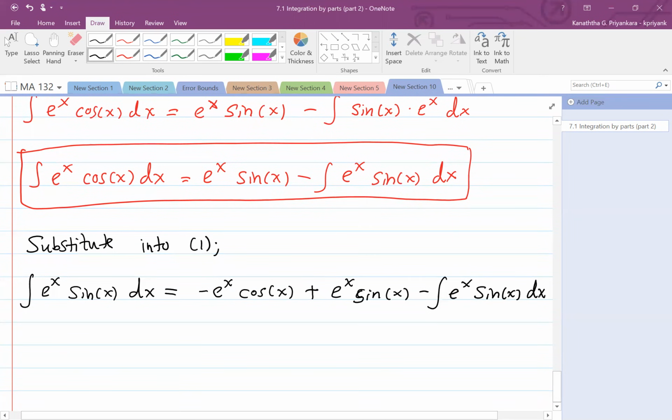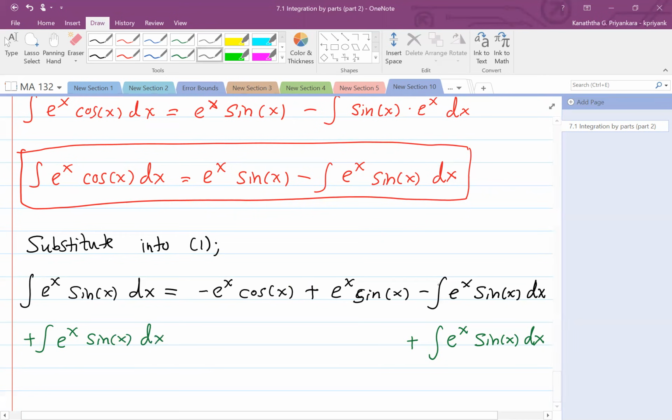Now you can see that we have the same integral on the left hand side and right hand side. So you can see we start with e to the power x sine x, and now we have some term along with the same integral. That's why we call it boomerang. So we came back to the same problem. So what I'm going to do, I will add this integral to both sides, e^x sine x dx.